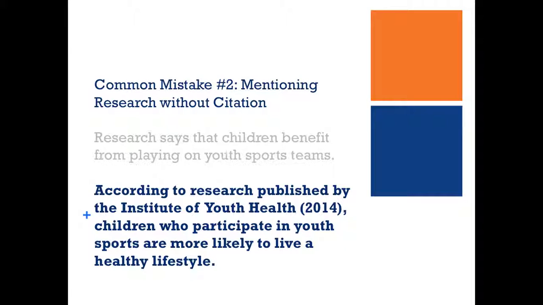The second common mistake is mentioning the research but without providing the citation. So for example, I might tell you in the gray sentence, research says that children benefit from playing on youth sports teams. This is a step better than the first mistake because at least you're referring somewhat vaguely to research that you did, but we're not giving our readers enough opportunity or enough information to determine whether or not that research is credible. So rather than being vague and just referring vaguely to research, it's better to actually cite it.